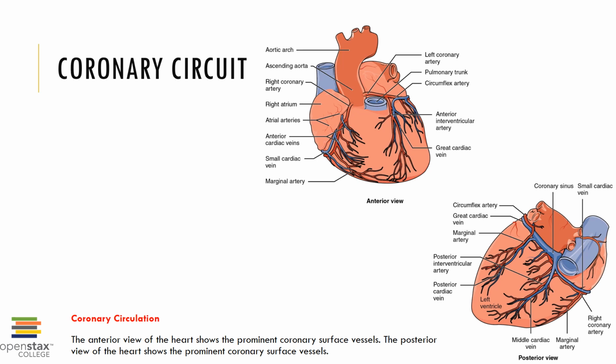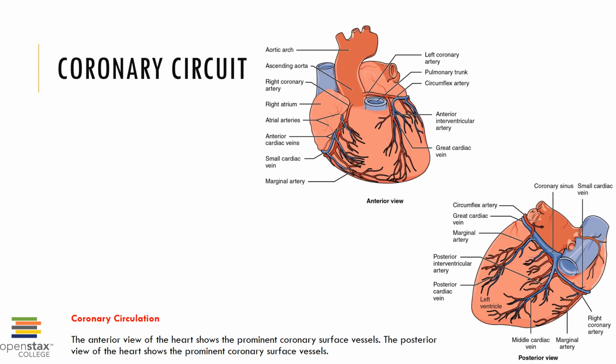Now the coronary circuit is shown here. We previously mentioned the blood flow through the chambers of the heart. The pulmonary circuit is where deoxygenated blood from the body flows into the right atrium via the superior vena cava, inferior vena cava, and coronary sinus. And the pulmonary circuit will continue into the pulmonary trunk, which branches into the right and left pulmonary arteries, transporting the deoxygenated blood to the lungs where it picks up oxygen.